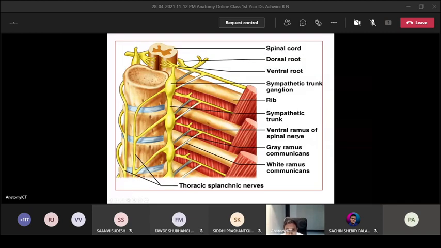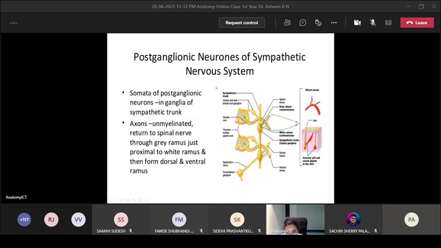So the preganglionic fibers from the thoracic and lumbar part of the spinal cord, where we get the lateral horn, the preganglionic sympathetic fibers, relay in different ganglia. And the postganglionic fibers, see, here it is relaying. This is the preganglionic neuron, the fiber. It passes through the white ramus communicans and relays on the postganglionic neuron. This is the body of the postganglionic neuron.